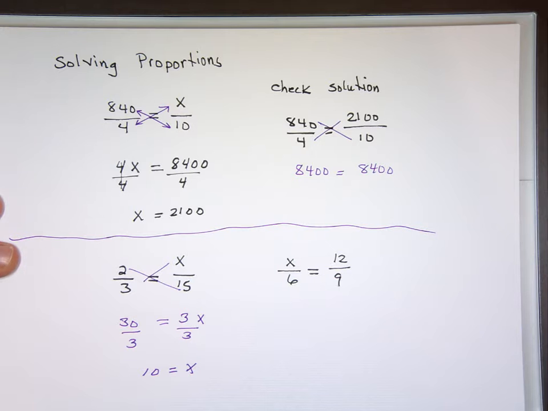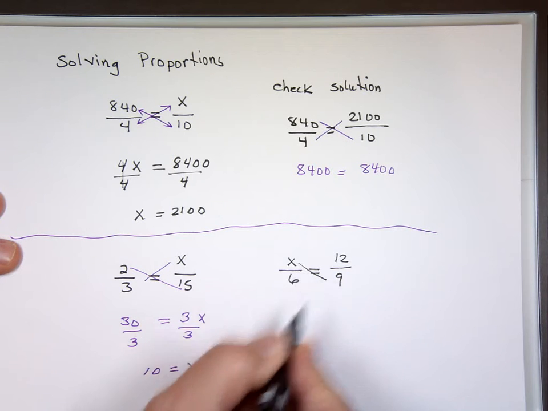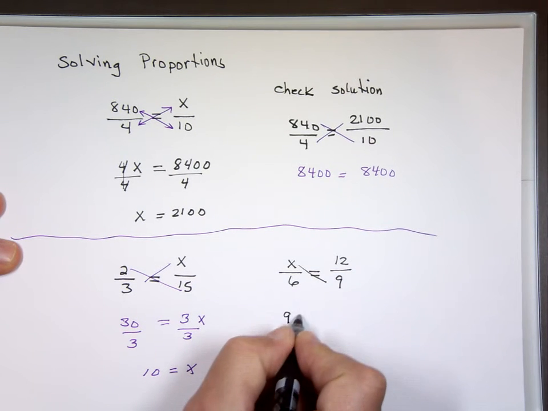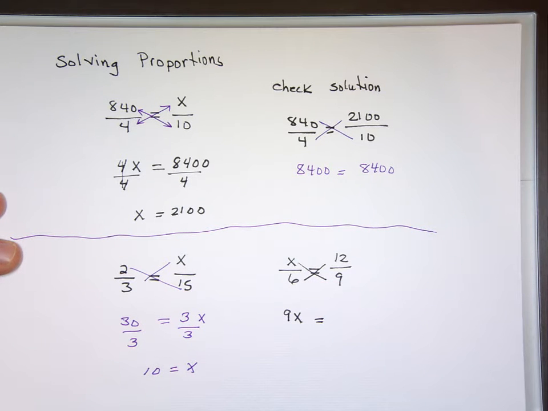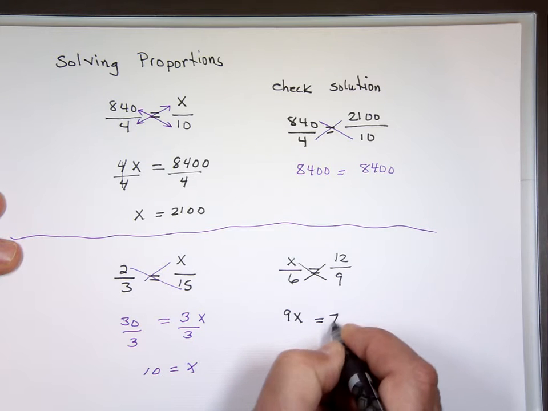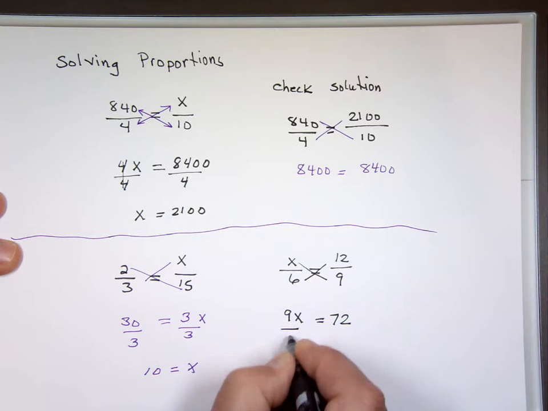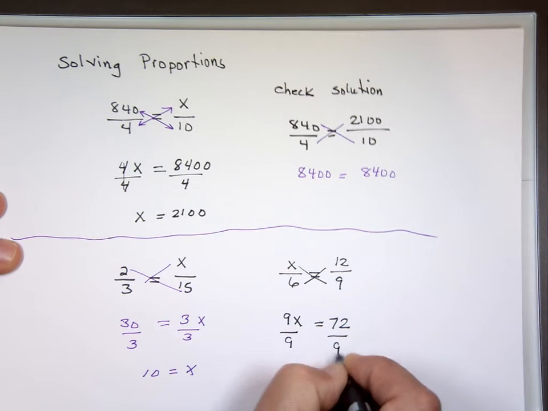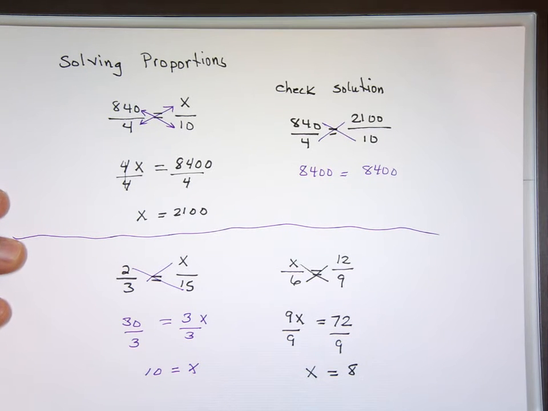X over 6 equals 12 over 9. Solve it. Cross multiply. X times 9, which is 9x. 6 times 12. 6 times 10 is 60. 6 times 2 is 12. That's 72. To solve for x, we divide by what? By 9. X equals 8.